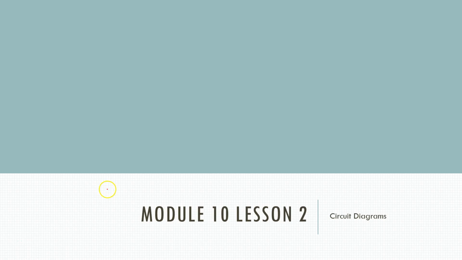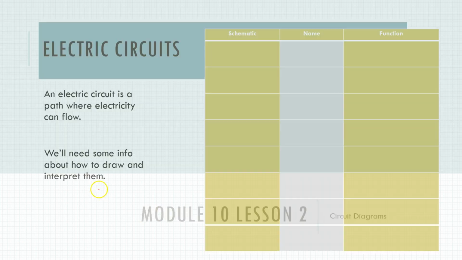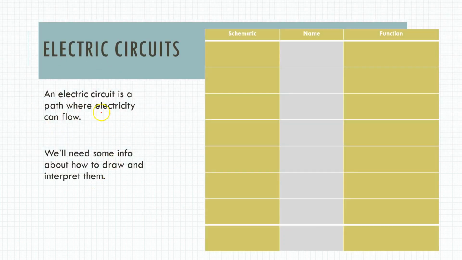This is Module 10, Lesson 2. It's now time to start looking at circuit diagrams. We've been talking about moving charge, so moving charge has to have a path to flow through. That path is called a circuit. So, like I just said, a circuit is a path where electricity can flow.